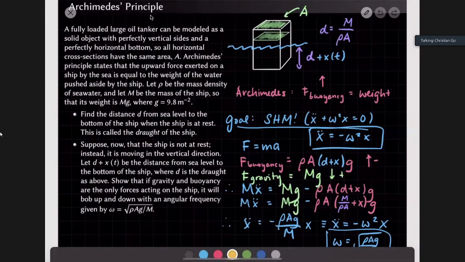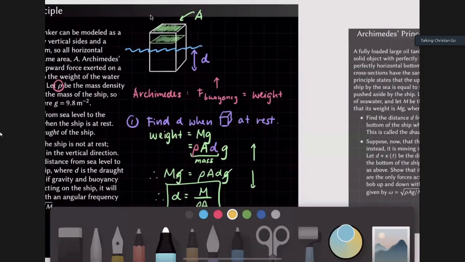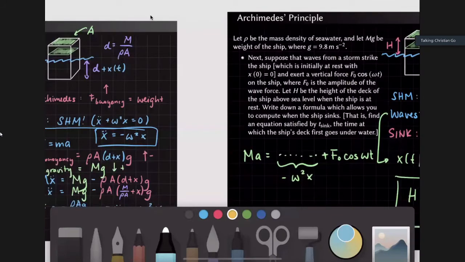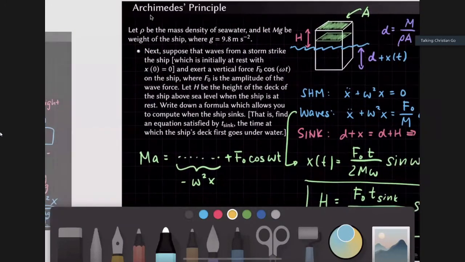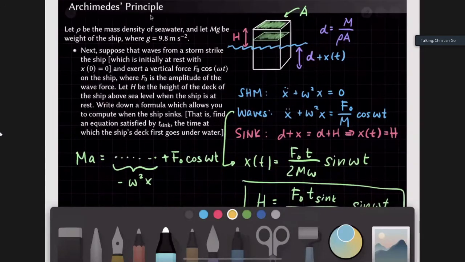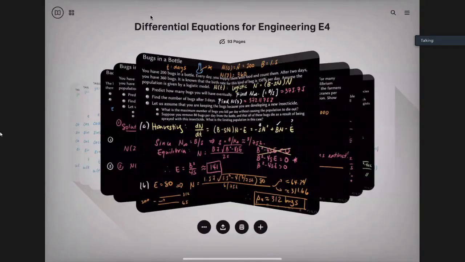So this was from tutorial 2, right? We wanted to model the motion of this oil tanker where x of t is the distance from the sea level to the bottom of the ship. So let's just copy this to our current page.